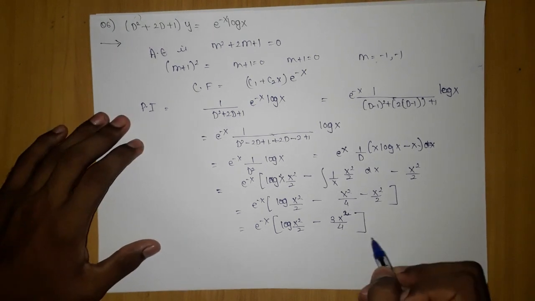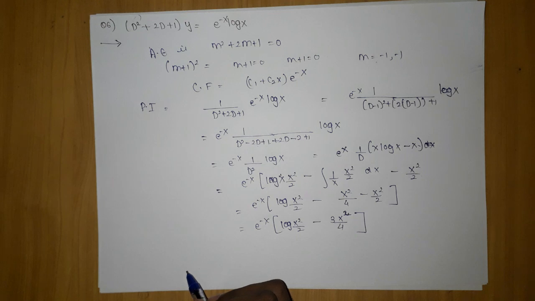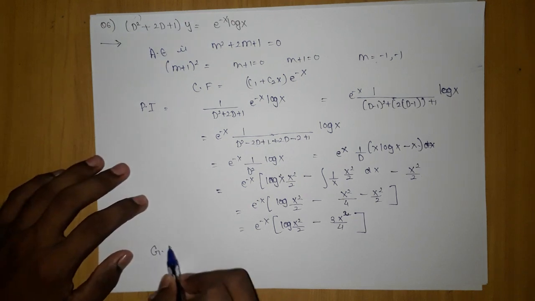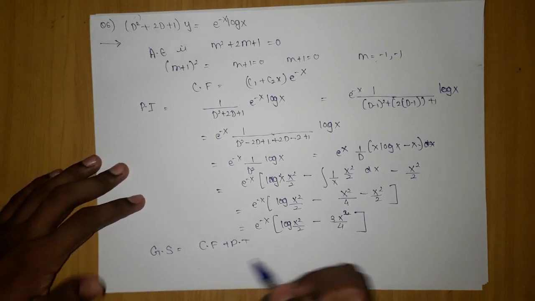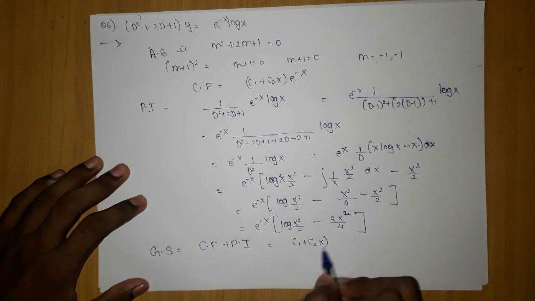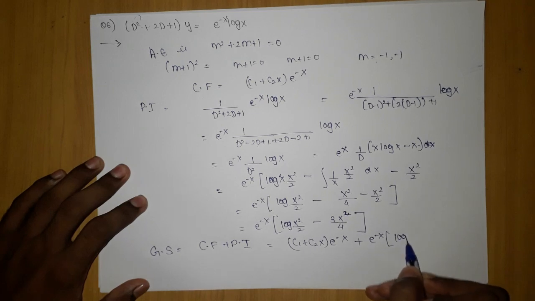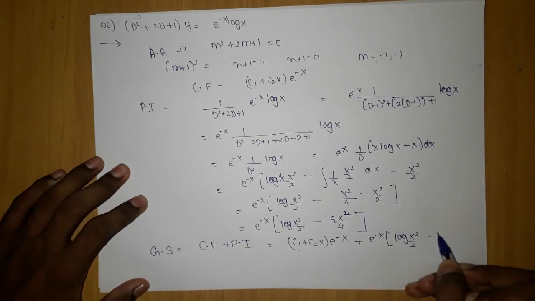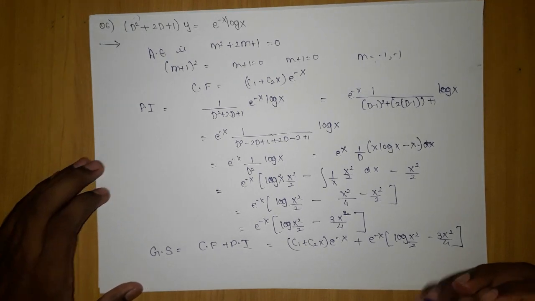So this is our particular integral. Now we can get our general solution as the combination of the complementary function plus the particular integral, which is (c1 plus c2 x) e to the power minus x plus e to the power minus x bracket (x square by 2 log x minus 3x square by 4). So this is our answer.